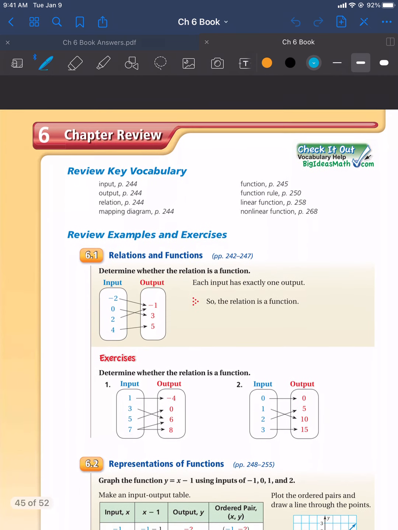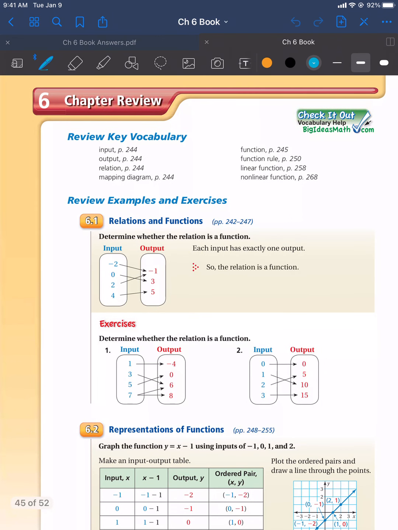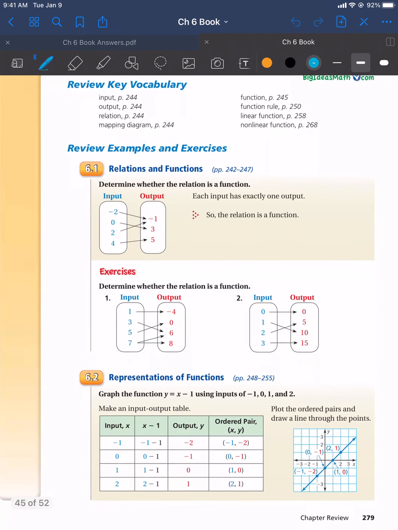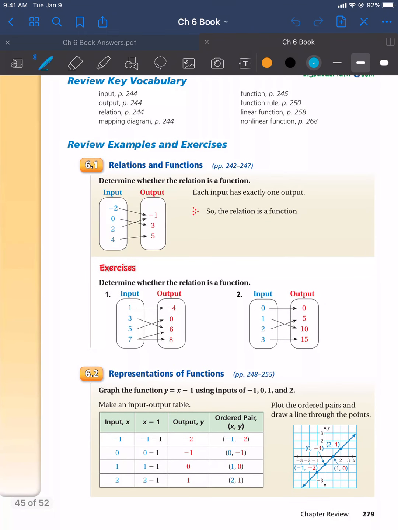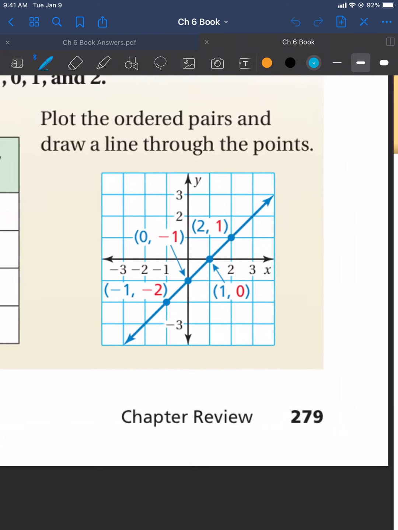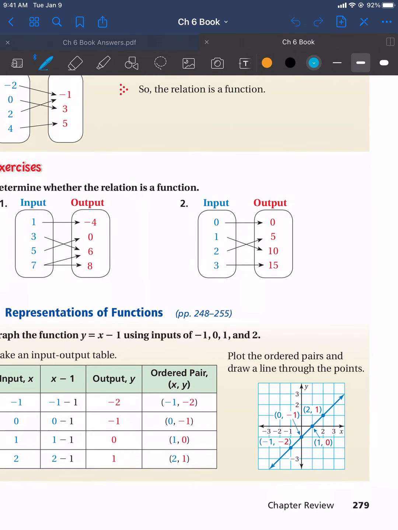All right, this is Chapter 6 review. We're going to go over every single section and talk about what the main idea was. This is also page 279 in your textbook.